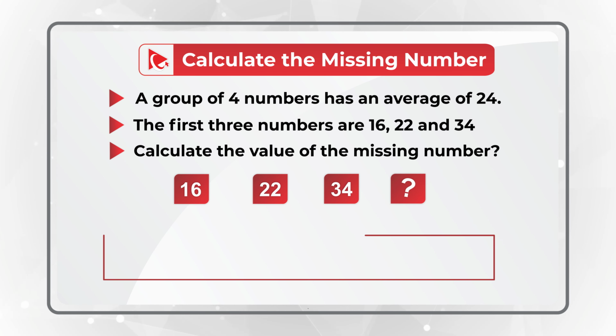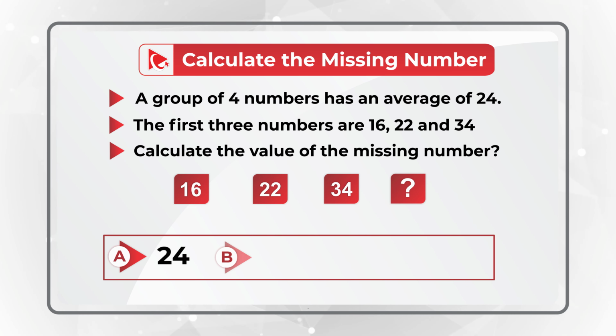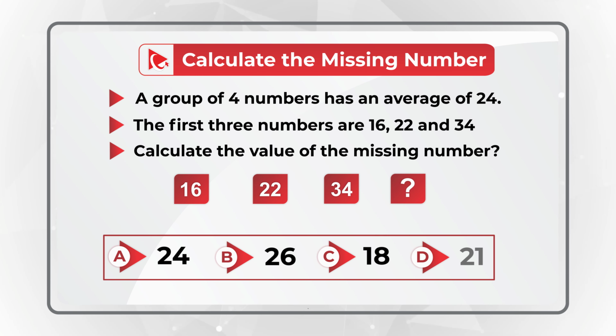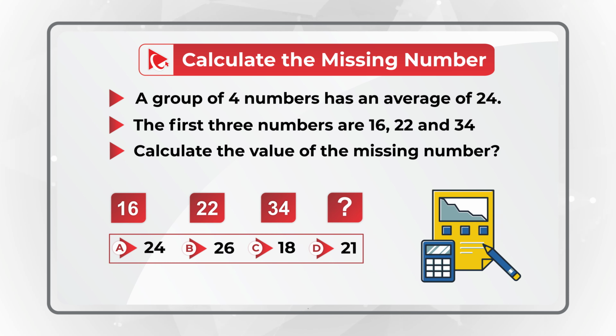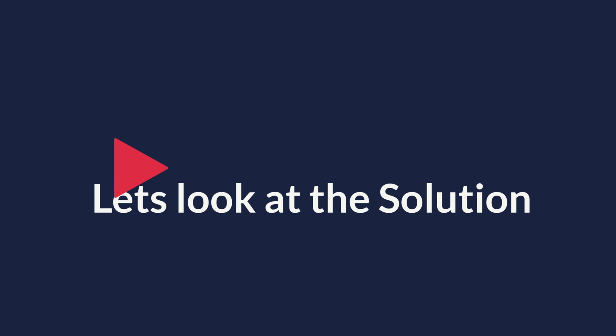And you have four different choices. Choice A, 24. Choice B, 26. Choice C, 18. And choice D, 21. Can you do the math? Did you find the answer? Let's move forward so we can get to the correct solution together.